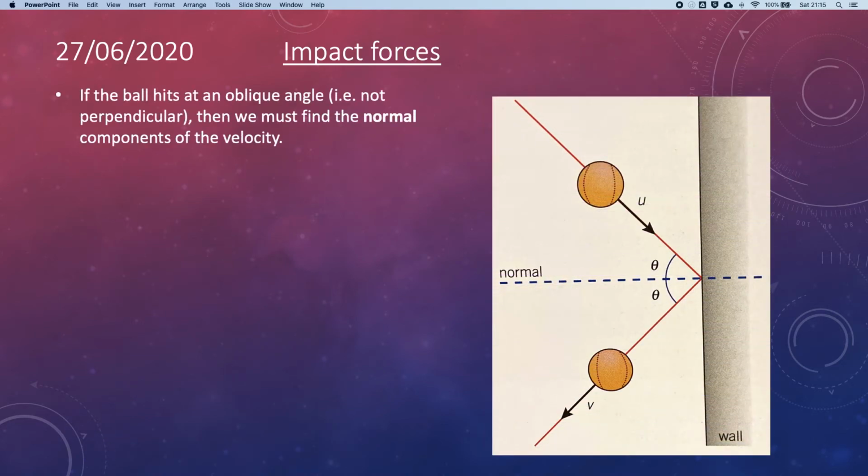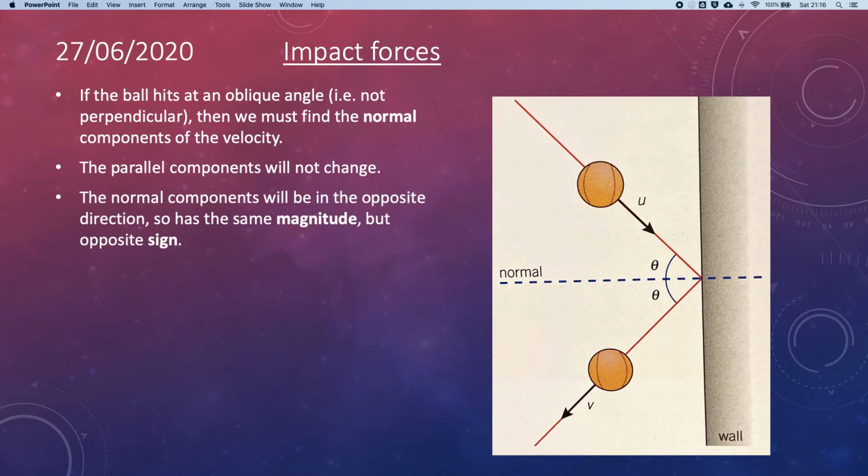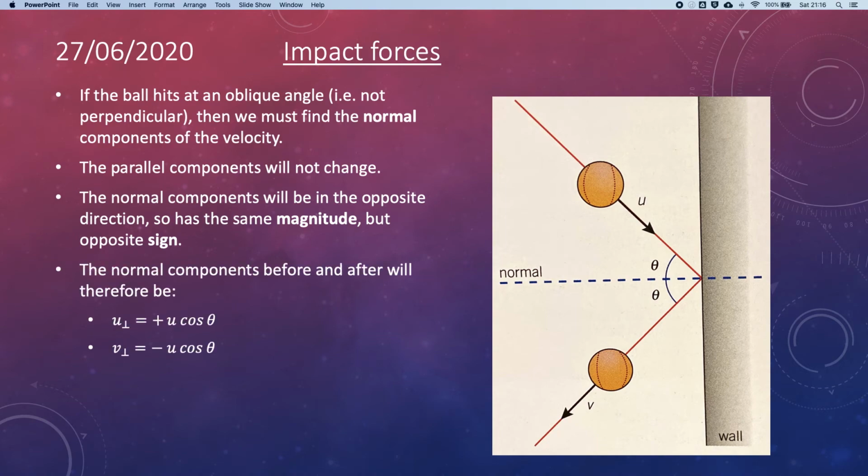What if the ball hits the wall at an oblique angle? It's not perpendicular. Well, then we've got to find the component of velocity normal to the wall. So remember, we could split up the components of that u, the initial velocity, into a component that's going towards the wall and a component that's going parallel to the wall. We'll find that the parallel components do not change. It keeps going parallel to the wall at the same speed, but the normal component will be in the opposite direction. It's got the same magnitude but opposite sign. So the normal components before and after will be plus u cos theta and minus u cos theta.